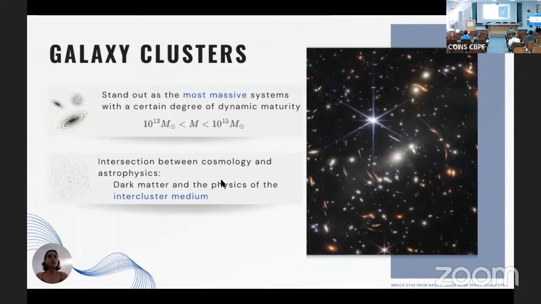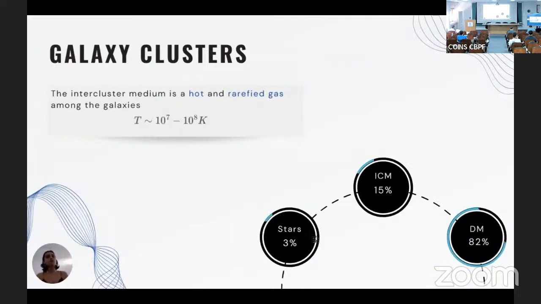Due to these characteristics, clusters sit at the intersection between cosmology and astrophysics. For example, they are the object of studies trying to constrain dark matter properties or to better understand the physics of the gas of the intracluster medium. So I'm going to talk a little bit more about this intracluster medium because it's a very important component of the cluster.